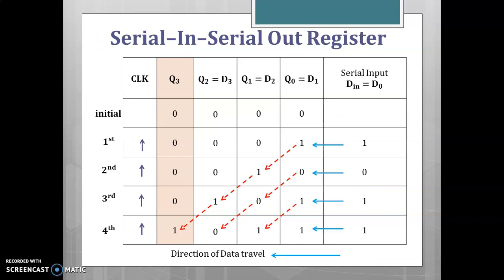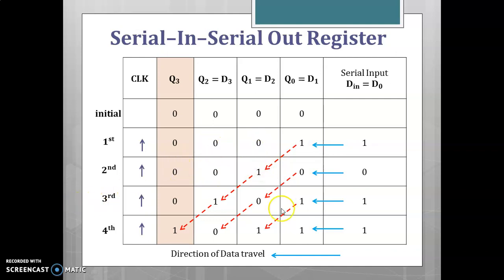The operation of the serial in, serial out register is shown in this figure. Initially, all the flip-flops are in the reset state, that is all the values are set to 0. In the first clock pulse, the first data is entered serially. So this data is entered to the first flip-flop, and the 0 in the flip-flop is shifted here, and the 0 from this flip-flop is shifted here, and 0 is shifted here. In the second clock pulse, the second input is given. 0 is entered to the first flip-flop and the 1 here is shifted here, 0 shifted here and 0 here is shifted here.